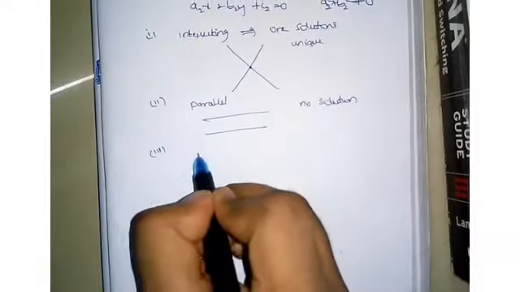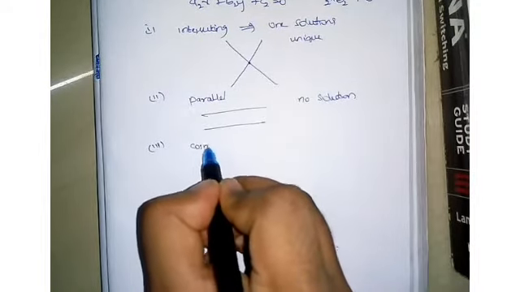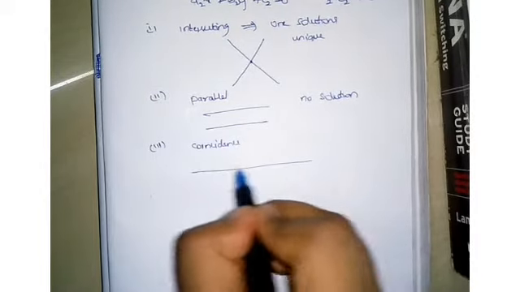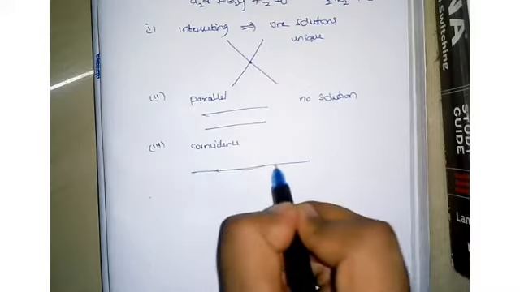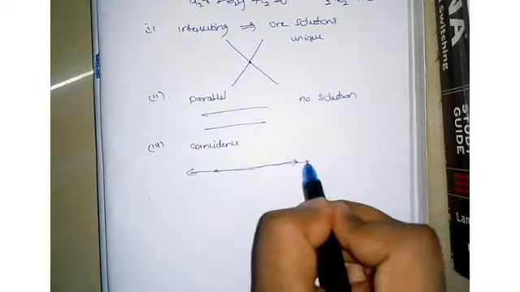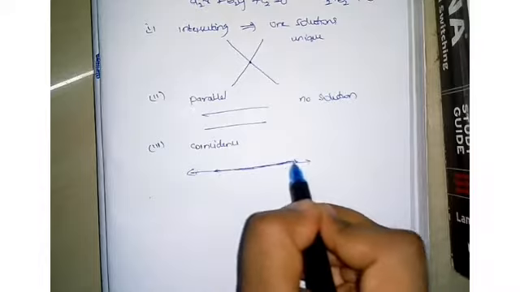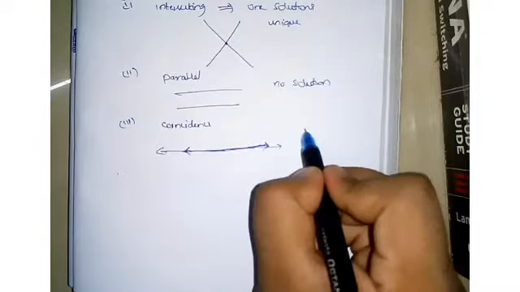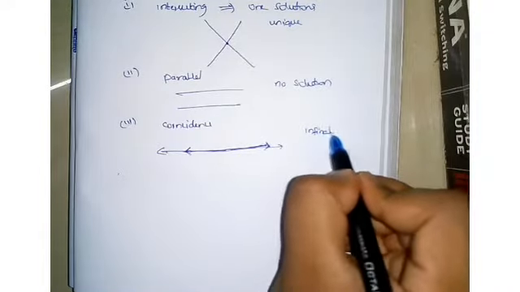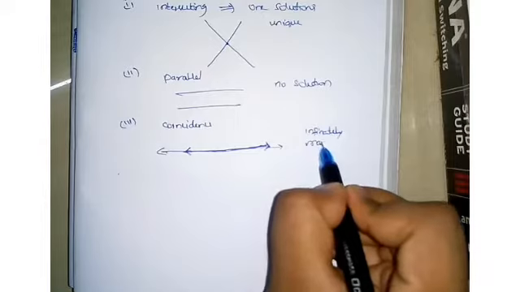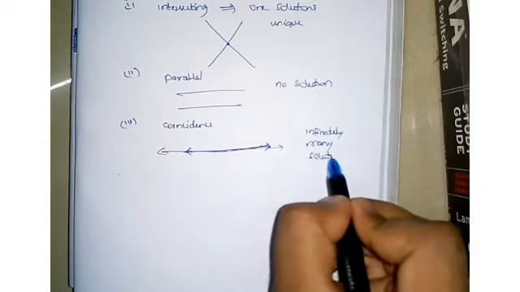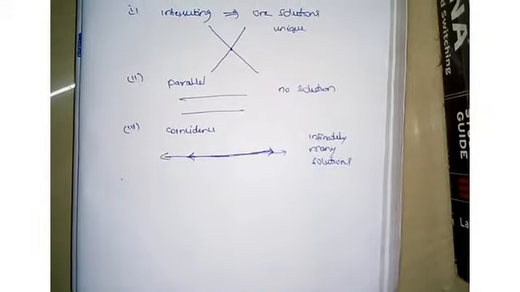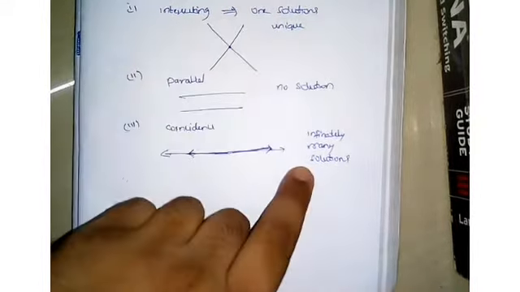Third case may be coincident. That means one line is drawn over another line, the coincident lines. For this kind of condition, we will have infinitely many solutions. Actually both lines are the same, so you will have infinitely many solutions.